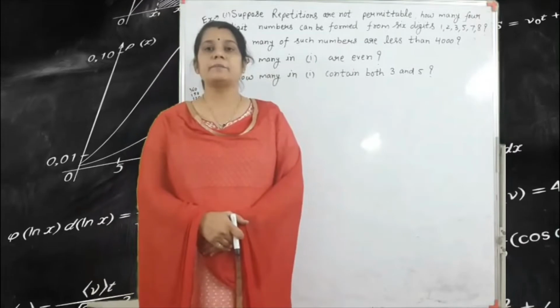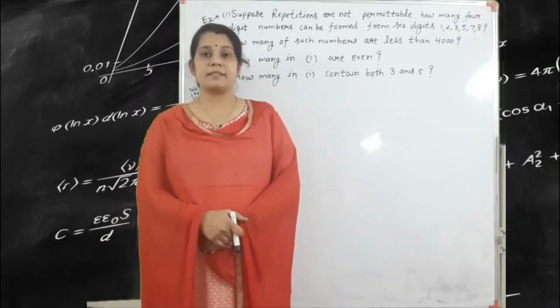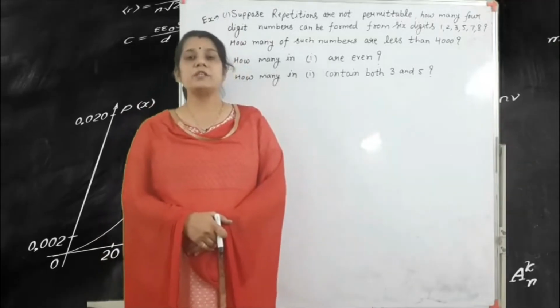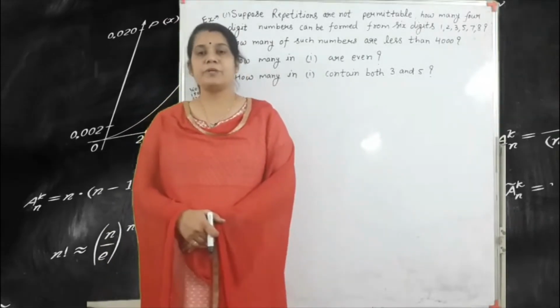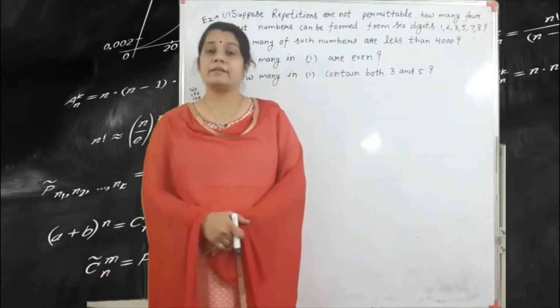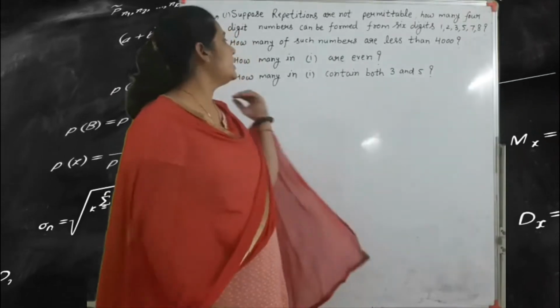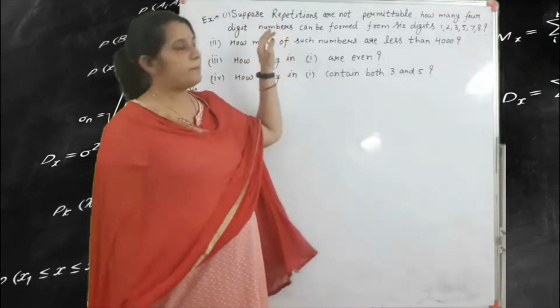Everyone, today I am going to take the lecture of discrete mathematics, chapter number 1, and the topic is permutation and combination. Permutation means the arrangement, and combination means the selection of objects. So here we are given an example.